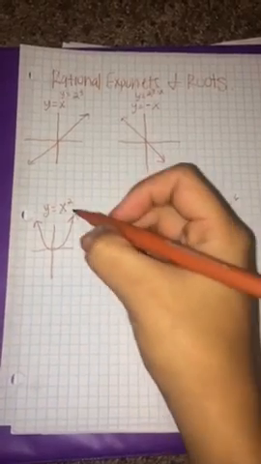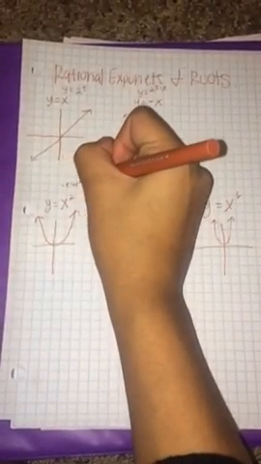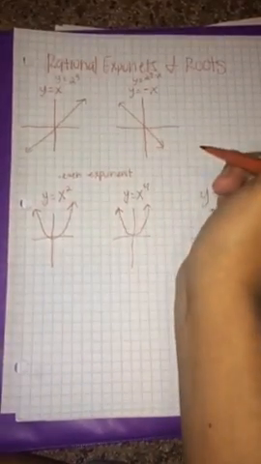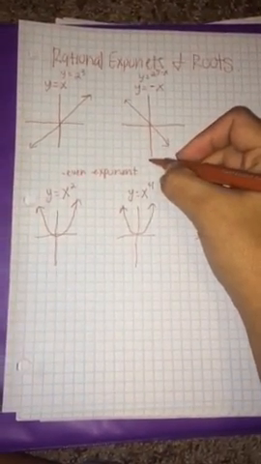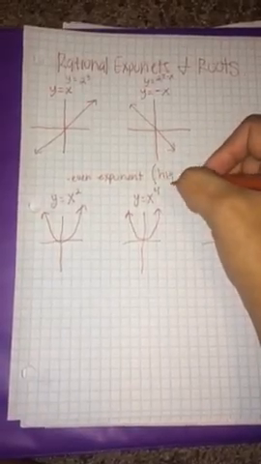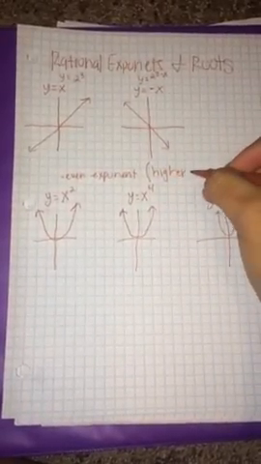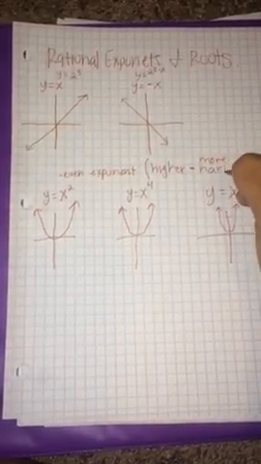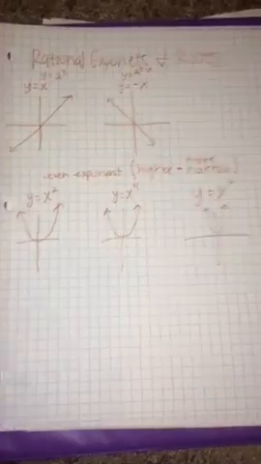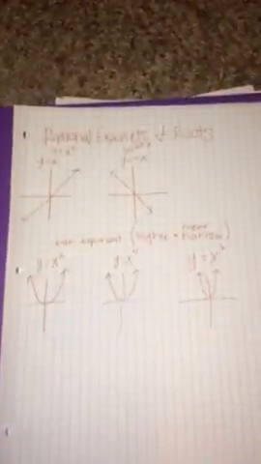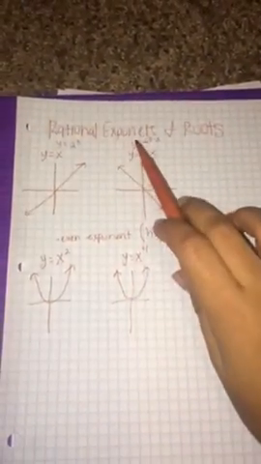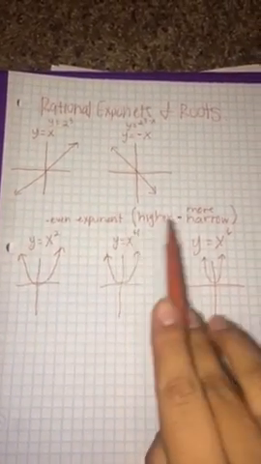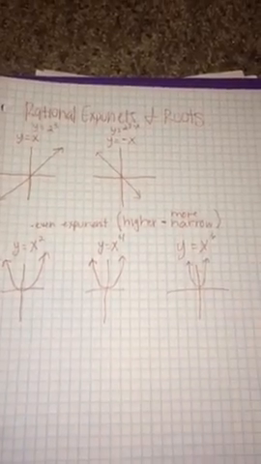So when it's an even exponent, the higher the exponent, the more narrower it becomes. So with the rational exponent, when it is even, the higher it goes, the more narrower it becomes.